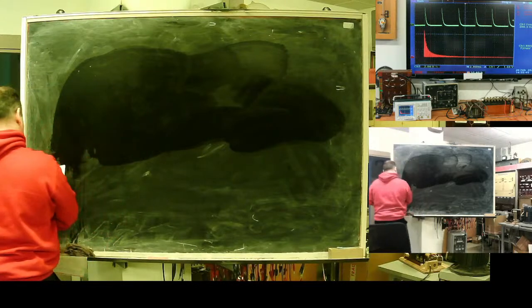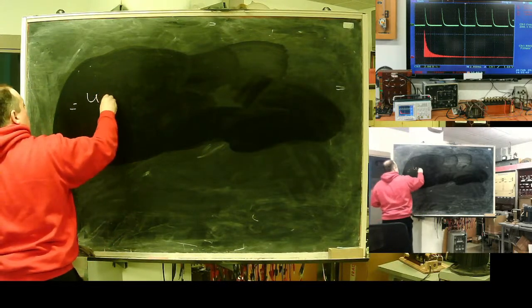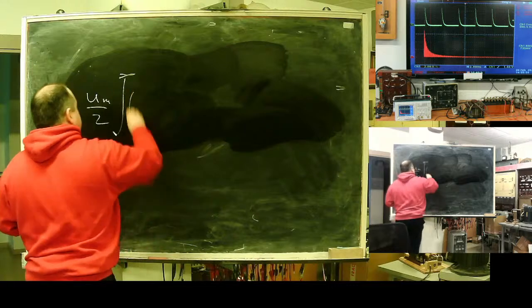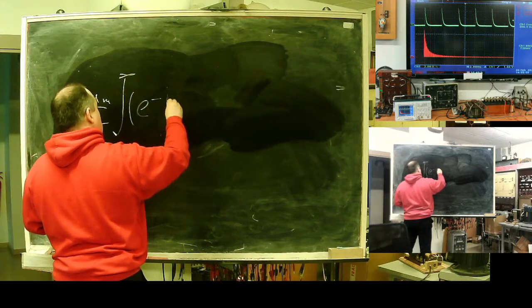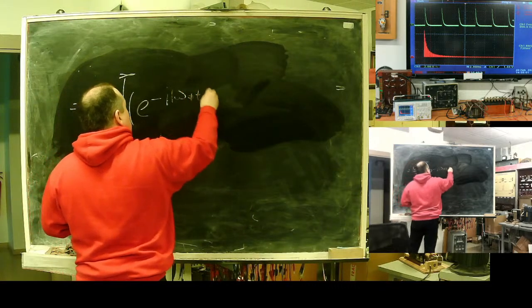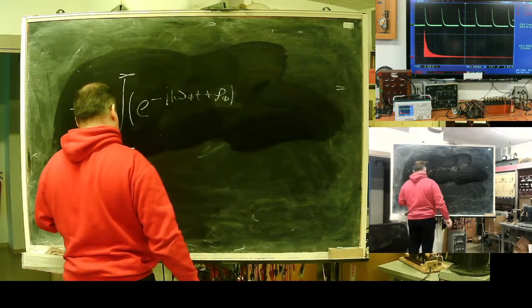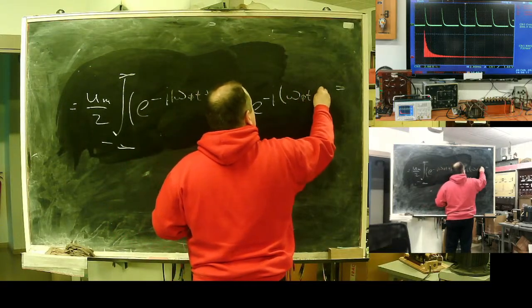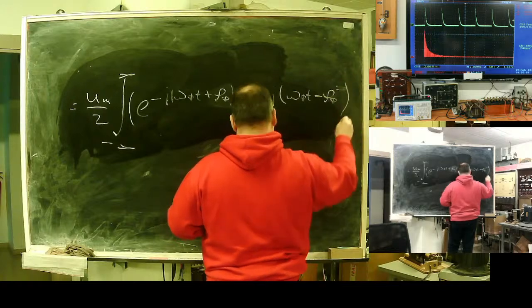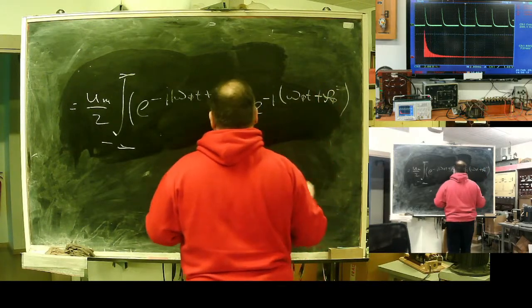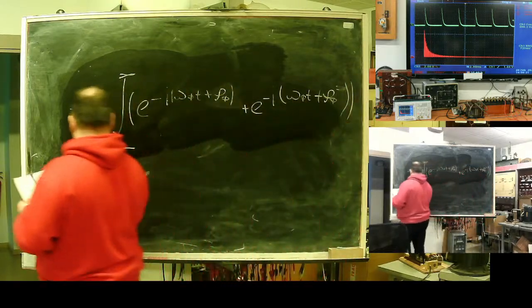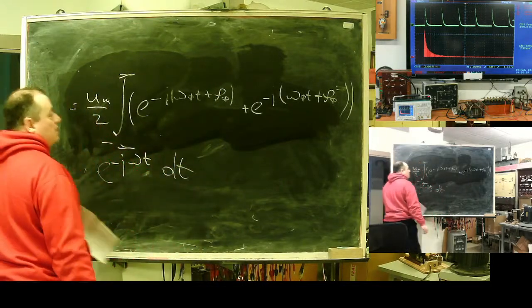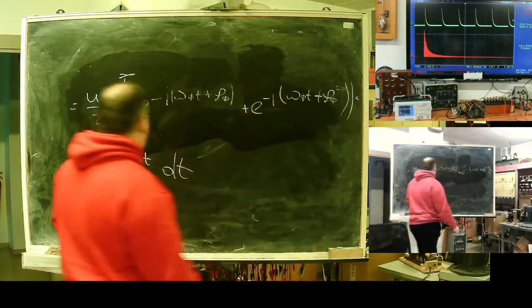This means I will write something like this: equals one half integral from minus infinity to infinity of e^(j(omega 0 t + phi 0)) plus e^(-j(omega 0 t + phi 0)), multiplied by e^(-jωt).